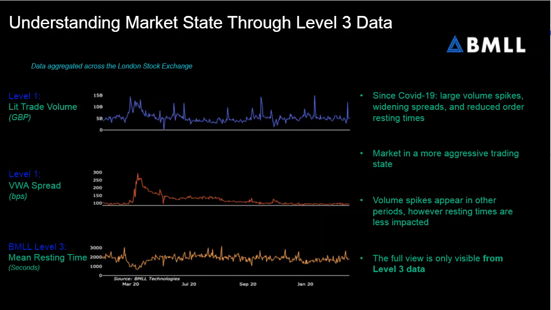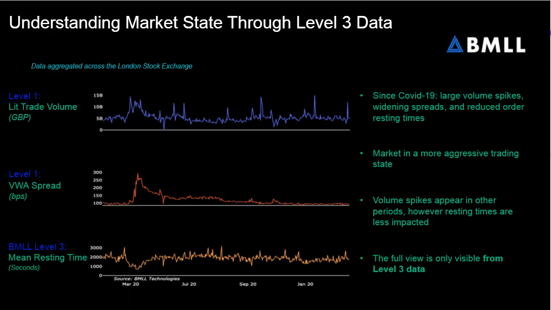So the bottom chart there is the average resting times of orders. To do that, we've taken every single order from the order books on the London Stock Exchange and said, okay, how long are they actually sitting on the order book for? And you see a real decrease. This is aggregated across the whole market, hence the timescales. But you see this whether you look at the FTSE 100, the 250. There's a real decrease in the length of time these orders are spending on the order book, and that's signaling a change in trading state.